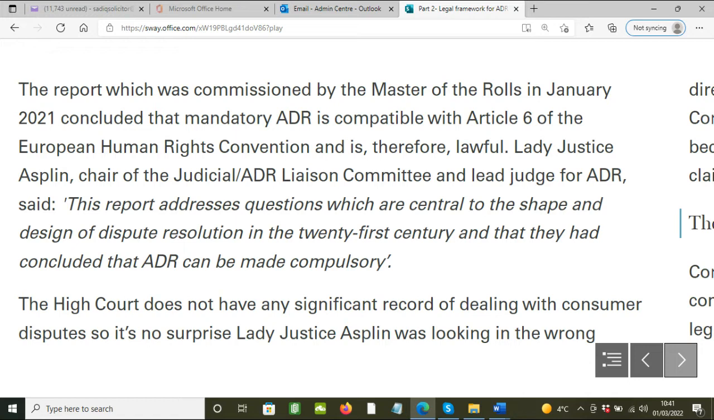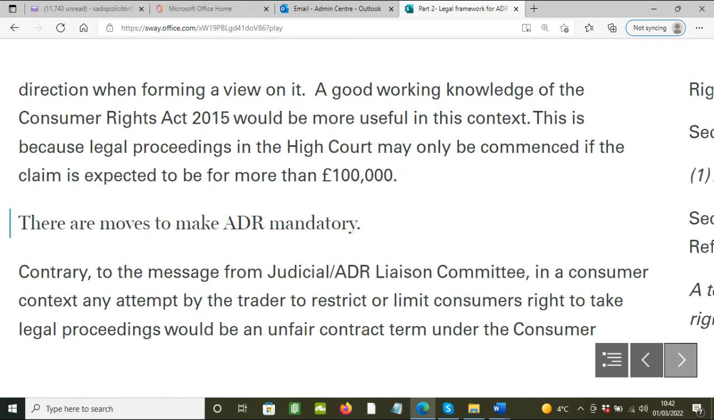Lady Justice Asplin, Chair of the Judicial Liaison Committee and lead judge for ADR, said, "This report addresses questions which are central to the shape and design of dispute resolution in the 21st century," and that they had concluded that ADR can be compulsory. The High Court does not have any significant record of dealing with consumer disputes, so it's no surprise Lady Justice Asplin was looking in the wrong direction when forming a view on it. A good working knowledge of the Consumer Rights Act 2015 would be more useful in this context.